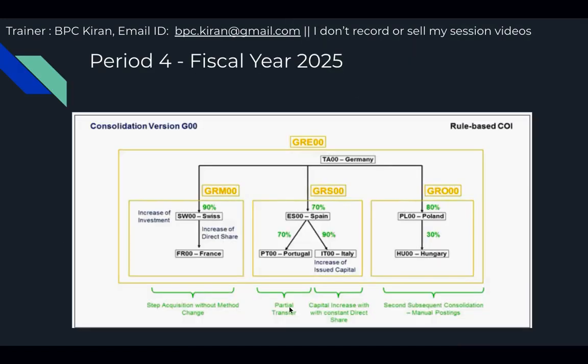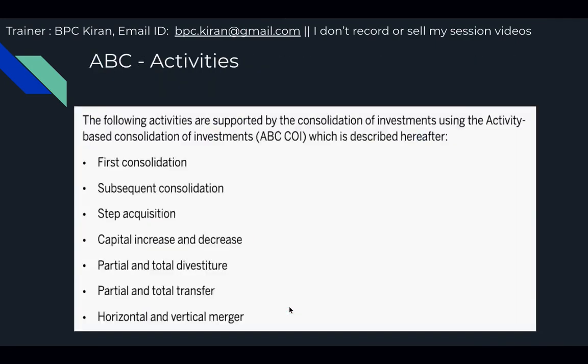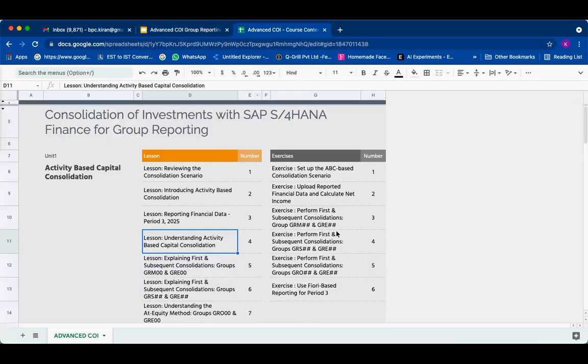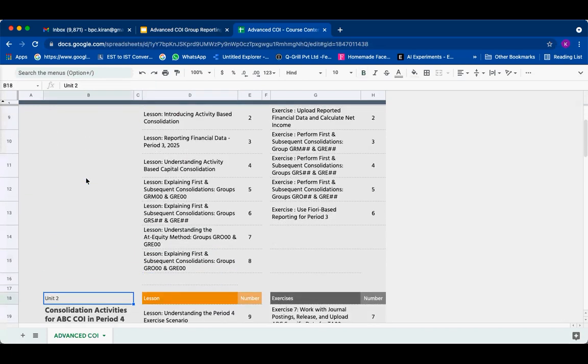So activity-based consolidation of investments. The activities we are going to discuss are all these: first consolidation, subsequent consolidation, step acquisition, capital increase and decrease, partial and total divestitures, partial and total transfers, horizontal and vertical mergers. The same thing is explained here in this particular course content. I have listed all the activities, first consolidation and subsequent. First we are starting with activity-based consolidation of investments, and we are going to perform all the activities.